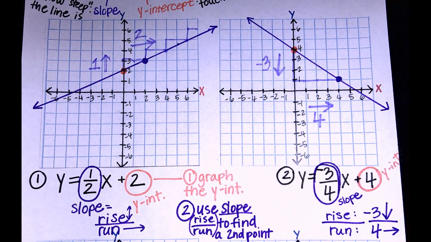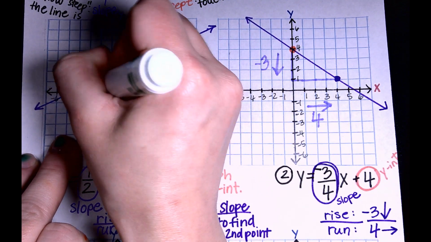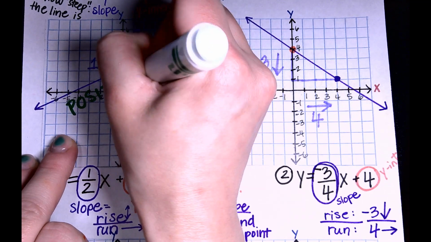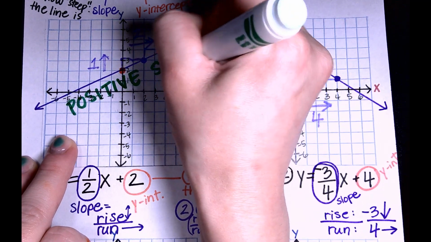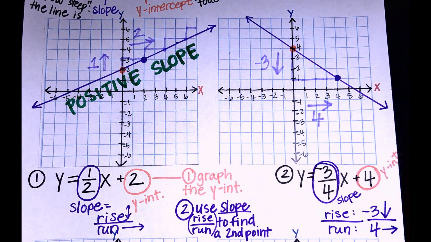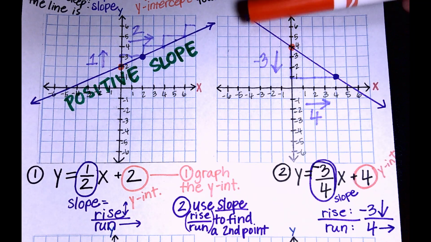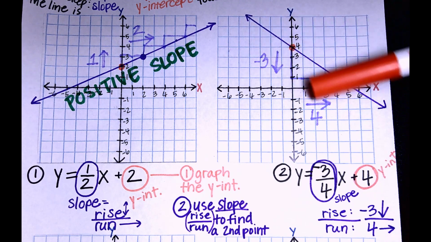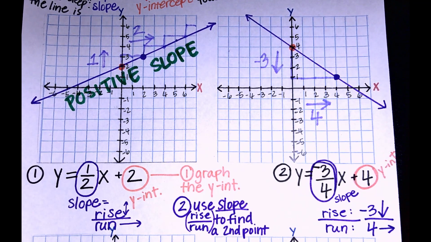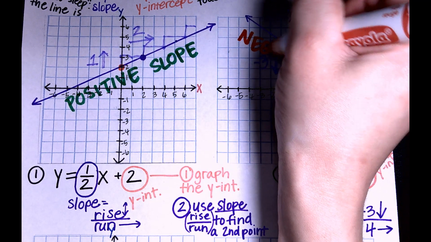So underneath here, I'm going to write positive slope. Positive slopes go up. In number 2, my slope was negative. So that's why it goes downhill. It's decreasing. So this is a negative slope.